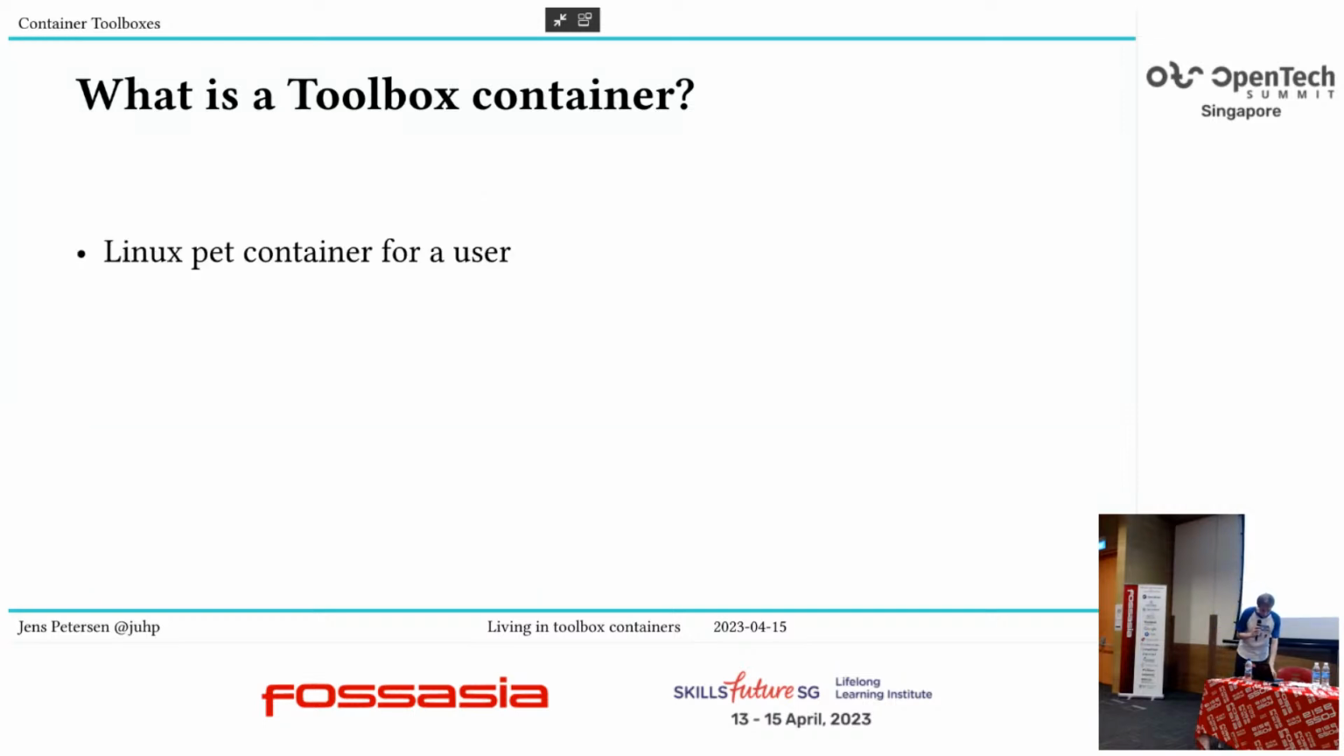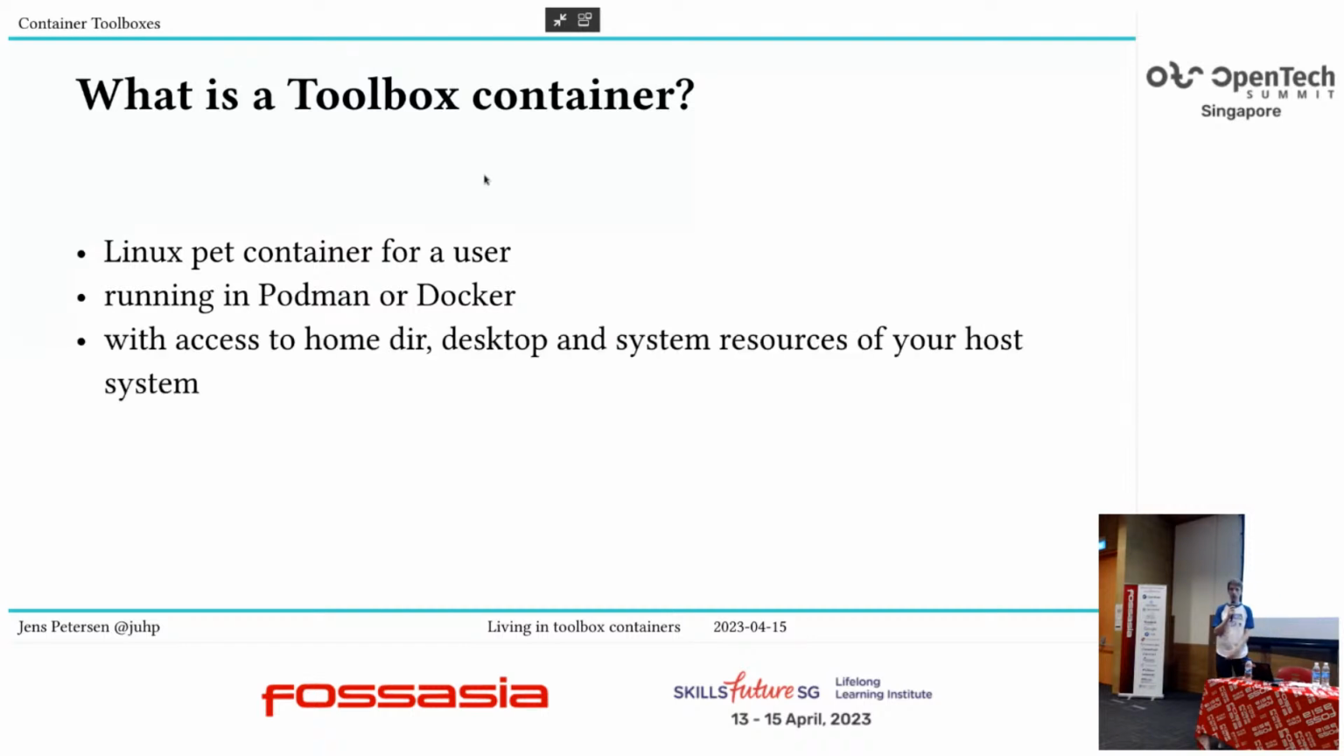So what's a Toolbox container? Basically, it's a so-called pet container, which means it's something that you're taking care of that may be valuable to you, something you might be using for a longer period of time. It would be using Podman or Docker. The special thing about it is that it has access to your home directory, desktop environment, system resources, and so on.